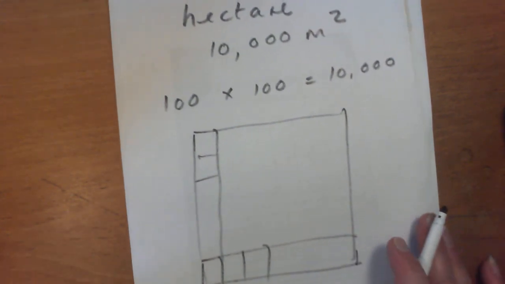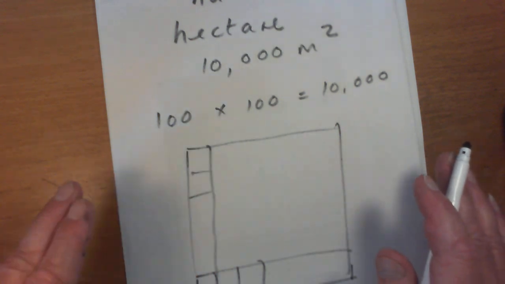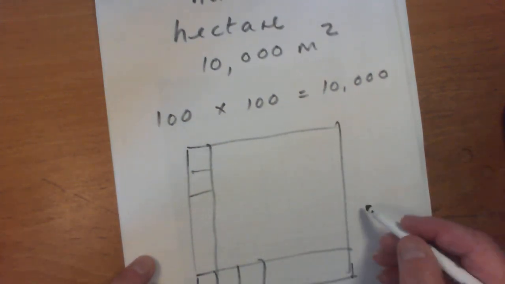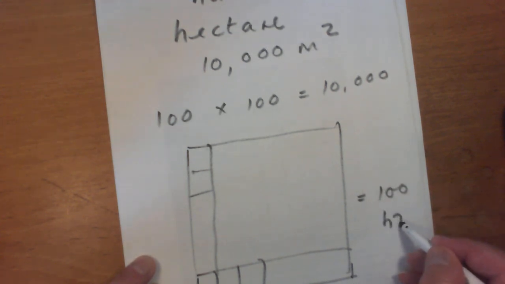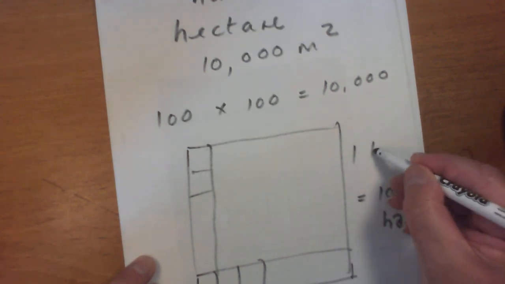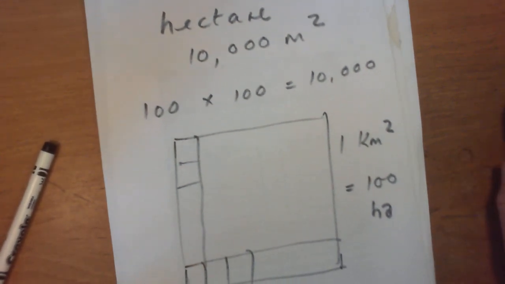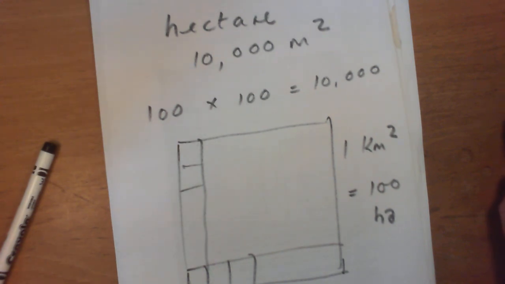A chessboard is 8 by 8, so therefore it's got 64 squares. If this square kilometre has got 10 by 10, then it's got 100 hectares. So one square kilometre equals 100 hectares. All right, thank you.